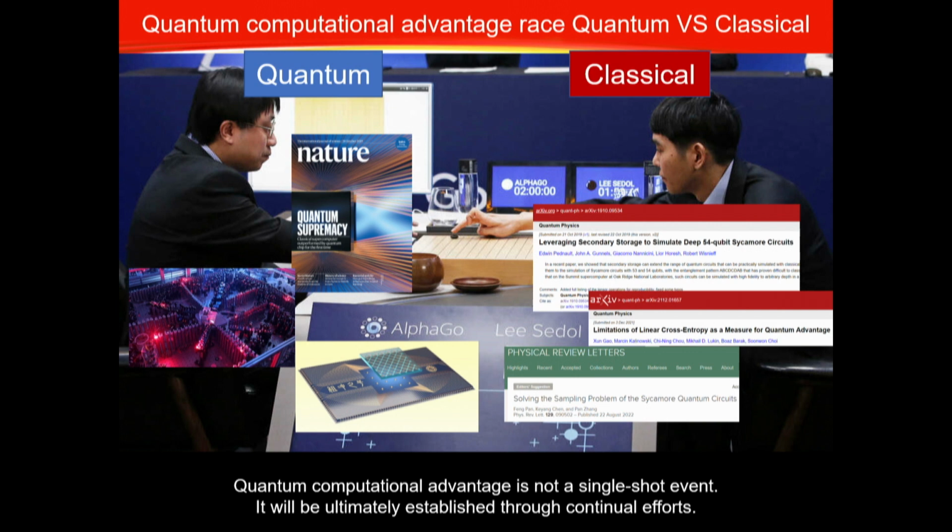So today we would say that a quantum computational advantage is not a single shot event. Actually, it must be ultimately established through continual efforts. We have this confidence because we know the quantum computer has some scaling argument that has advantage. So in the long future, we can definitely have stronger and stronger evidence for this. And that's also one reason we are continually pushing our experiment.